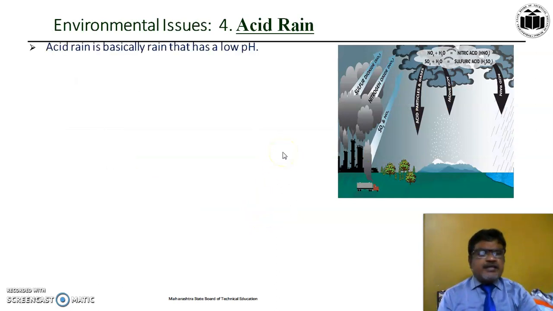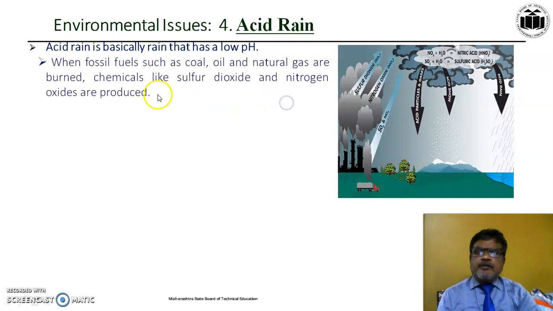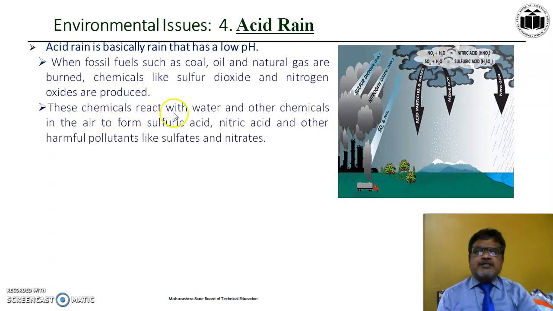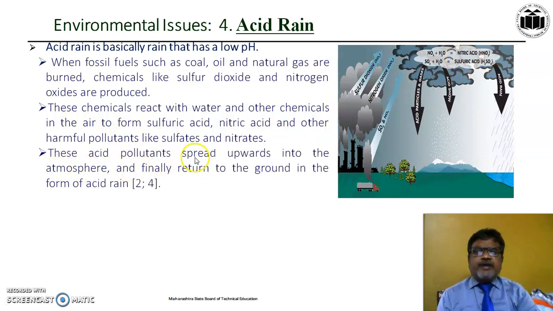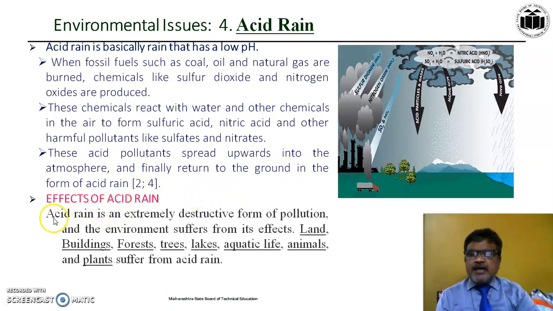The fourth environmental issue is acid rain. Acid rain is basically rain that has low pH. When fossil fuels such as coal, oil and natural gas are burned, chemicals like sulfur dioxide and nitrogen oxides are produced. These chemicals react with water and other chemicals in the air and form sulfuric acid and nitric acid. These acid pollutants spread upward into the atmosphere and finally return to the ground in the form of acid rain. The impacts of acid rain are the destruction of land, buildings, forests, trees, lakes, aquatic life, animals and plants.